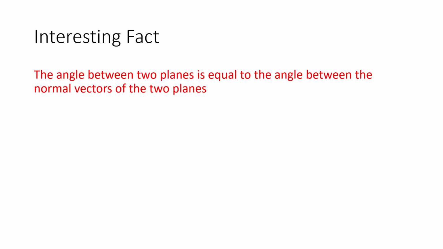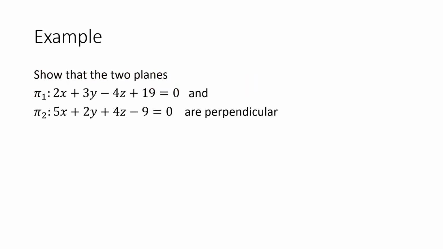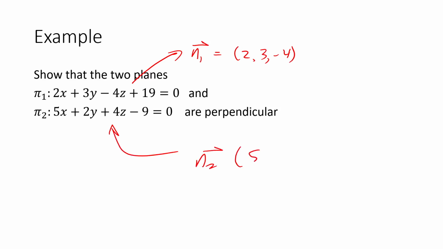That is so convenient. So if we wanted to show that two planes were perpendicular, all we would have to do is determine the normal of the first plane, which is 2, 3, -4, and the normal of the second plane, which is 5, 2, 4.